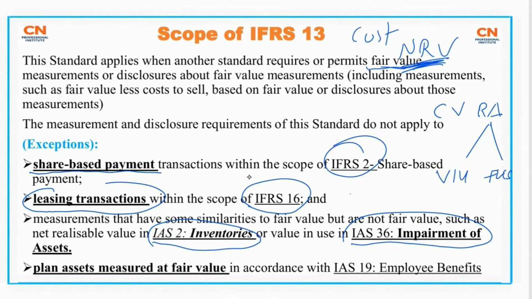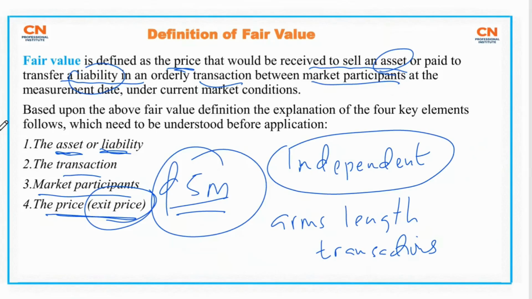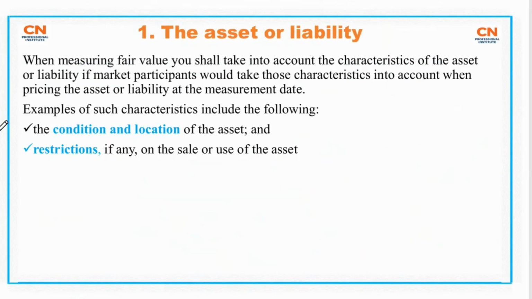Then we have plan assets measured at fair value under IAS 19, employee benefits. I have videos on employee benefits too, a very detailed one, so you can also check that one out, right? So these fall outside the scope of IFRS 13. It means fair value doesn't apply to these standards, so watch out. Now let's continue.